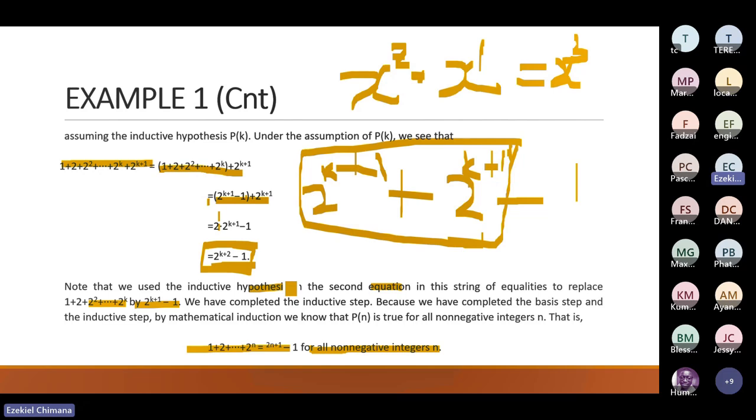So this was example 1 on mathematical induction. I don't know if there is any question on this example. Is there any question on this example?